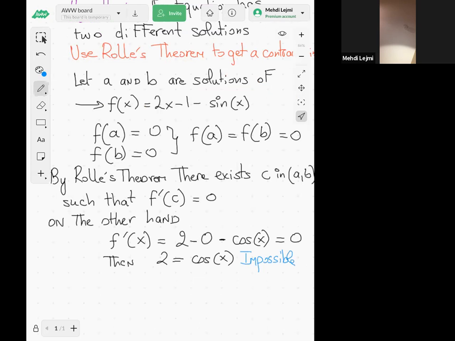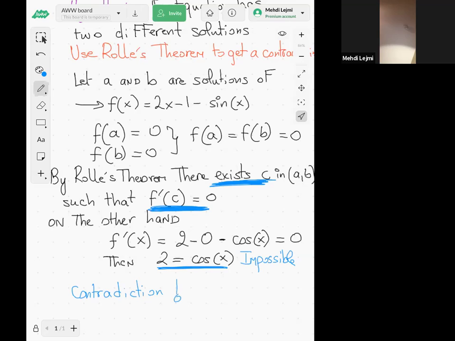Okay, but Rolle's theorem says that there exists a c such that the derivative at c is 0. But we just tried to solve the derivative equal to 0, and we got no solution, right? It's impossible that my derivative is equal to 0. So that's a contradiction, right? There's a contradiction between the existence of a number c so that the derivative of f at c is 0, and the fact that if I try to solve my derivative equal to 0, I get no solution. There is no solution to my derivative equal to 0. So that's a contradiction with Rolle's theorem.